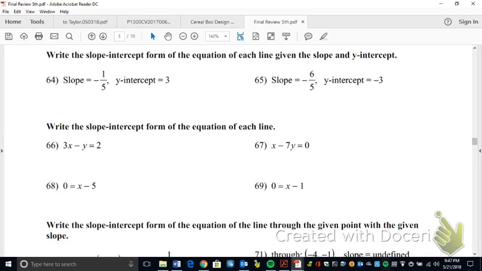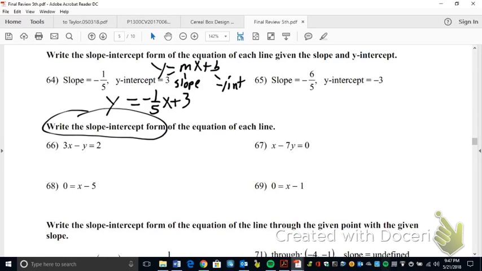We have to put the equation into slope-intercept. 64, super easy. We're given the slope, we're given the intercept. If we know that y equals mx plus b, m equals the slope, b equals the y-intercept, then we just can go y equals slope times x, negative 1/5 x, plus 3, y-intercept of 3. And again, m is the slope, b is the y-intercept.